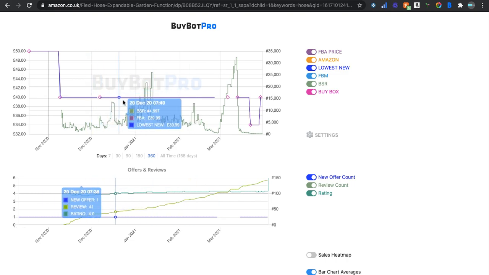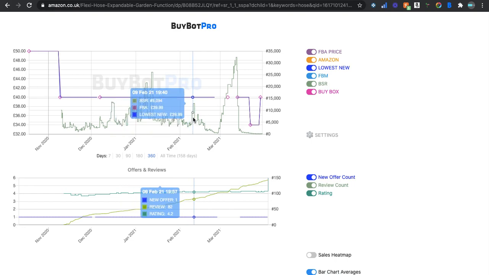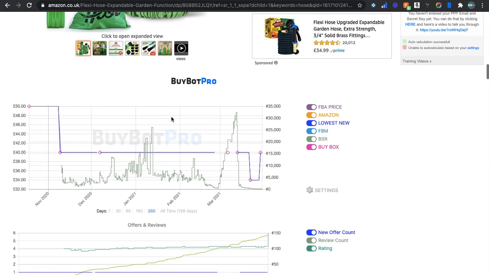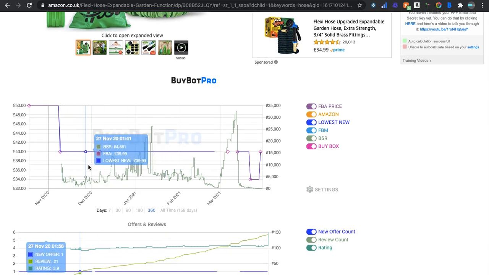But this is how you do it. You need to check for price consistency, and then as you can see down here, you've got the price averages. Okay, for the last 180 days, 41.20, etc. Have a look at them, but don't fully rely on them. You need to judge it by yourself.